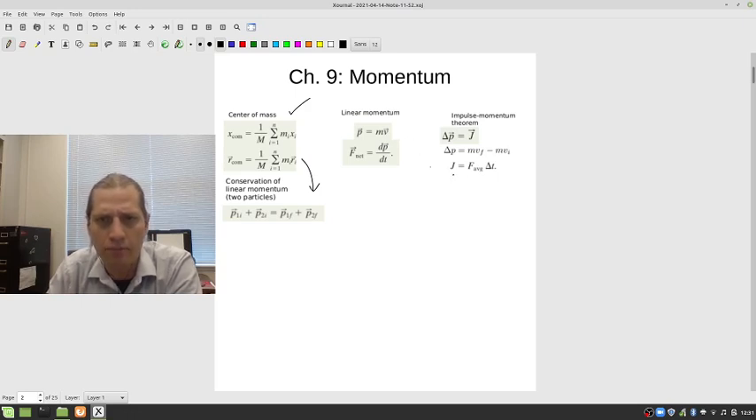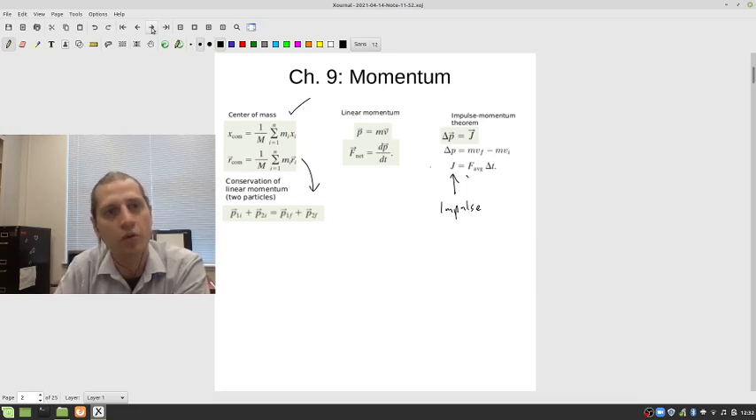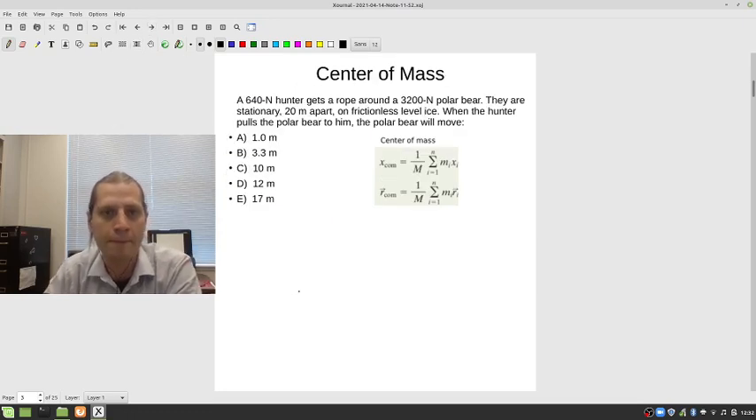So the impulse, which is the amount of average force times the time, an impulse causes a change in momentum. So it causes a change in the mass times the velocity of the particles. So let's see how that works in practice.